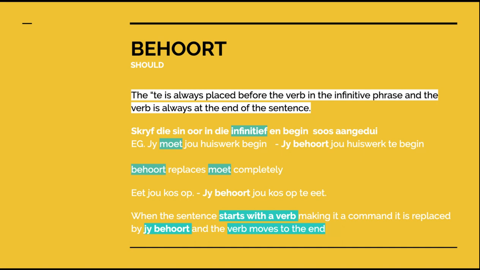The question you would be asked would be, skryf die sin oor in die infinitive en begin soos aangedui. An example would be, jy moet jou huiswerk begin. This would change to, jy behoort jou huiswerk te begin. The behoort replaces moet completely. When the sentence starts with a verb, making it a command, it is replaced by jy behoort, and the verb moves to the end.